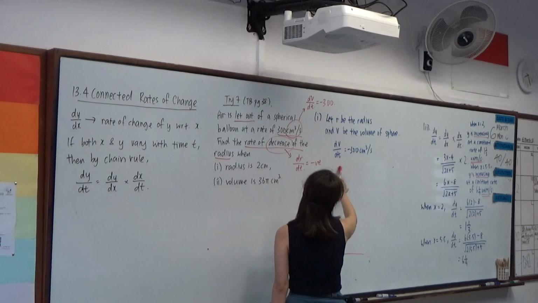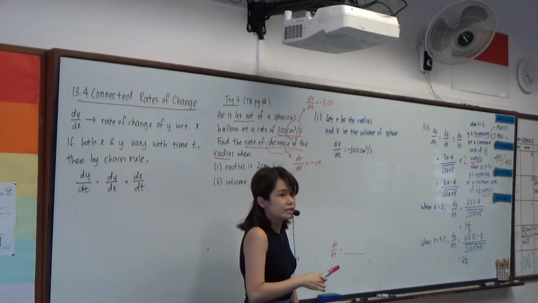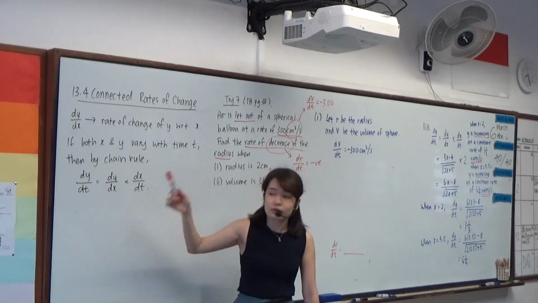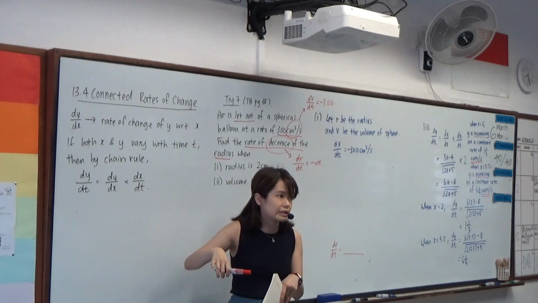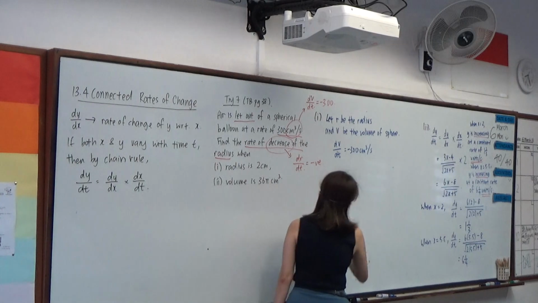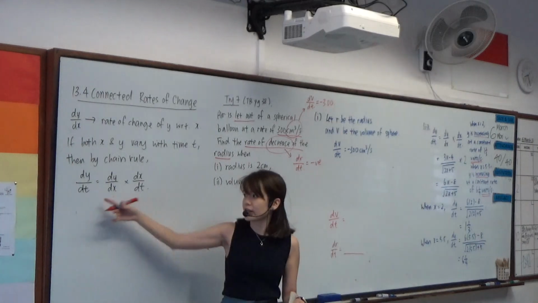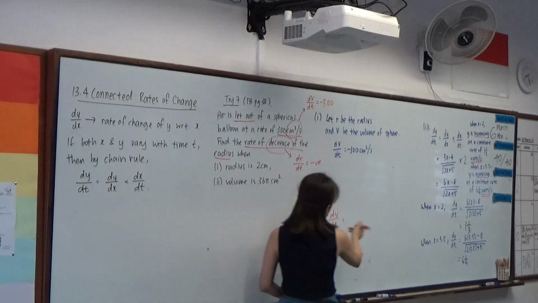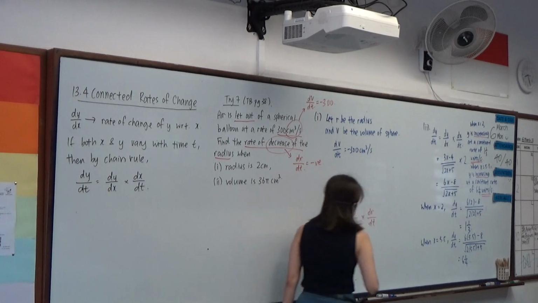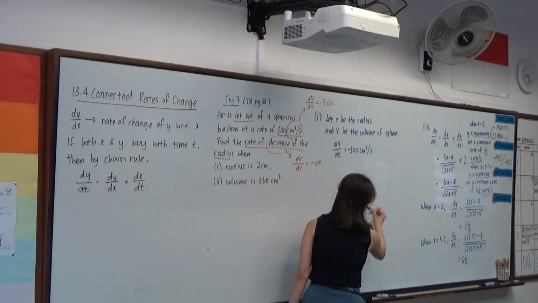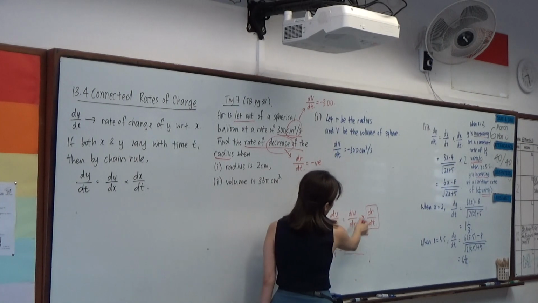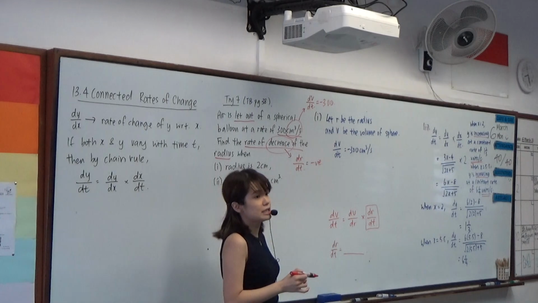So how does dV over dt end up connecting to dr over dt? This is the whole idea about connecting. That's why this topic is called connected rates of change, because they're all rates of change being connected together. The formula that we will use is dV over dt equals dV over dr times dr over dt. dV over dt we already have. The only other challenge is how do we find dV over dr?